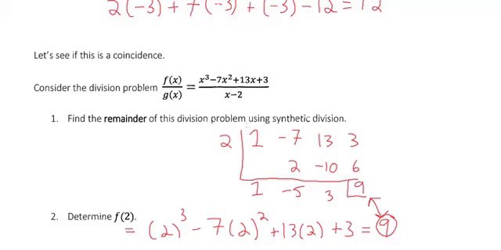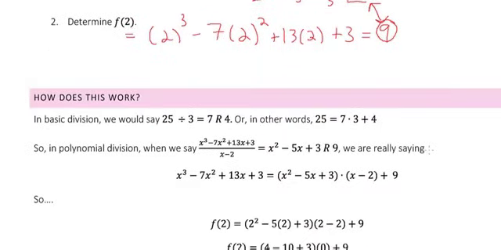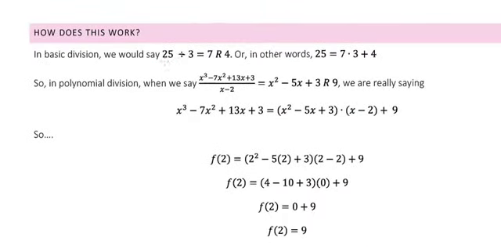So let's take a deeper look at what's actually happening in here and why that's happening. So if I were to divide 25 by 3, I would say that's 7 with a remainder of 4. In other words, that's the same as saying 25 is 7 times 3 plus the remainder. Well, we can do the same thing when we set up our polynomial like that. Since I got x squared minus 5x plus 3 remainder 9, I can say that f of x originally is the same as x squared minus 5x plus 3 times x minus 2 plus the remainder. So this is equivalent to f of x here. This whole thing is f of x. It's just in a different form.